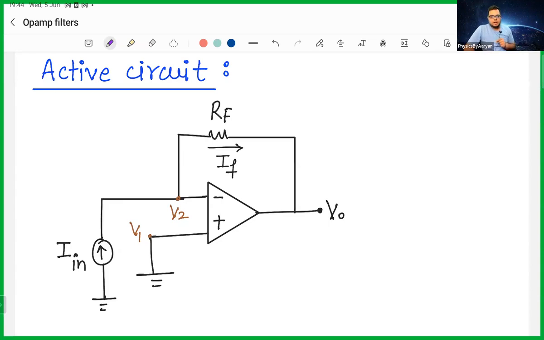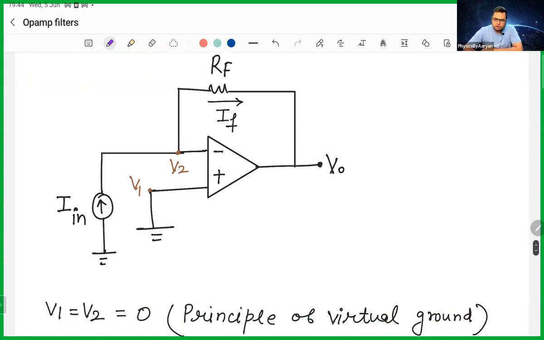So how does your current to voltage conversion circuit look like? You have a feedback resistance. The other terminal, the non-inverting terminal, is grounded, and you have this input current. Now you know about the virtual ground. If the voltage at this point is 0, then the voltage at this point is also 0. Yesterday we discussed this: the input terminals have to have the same voltage. So if this is at 0, then this is also 0.